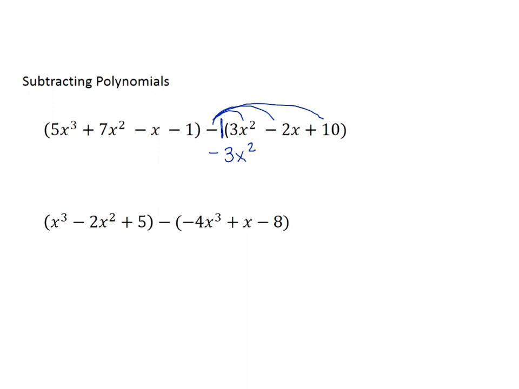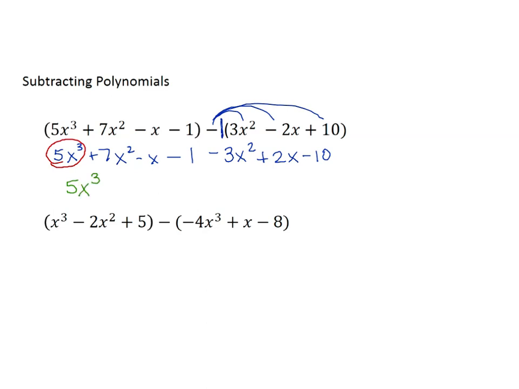Then we have a negative 1 times a negative 2x, which will give us positive 2x. And then a negative 1 times a positive 10 will give us negative 10. So I'm just going to rewrite this beginning part, 5x cubed plus 7x squared minus x minus 1. And now we've already distributed the negative to the second part, so now we just go, like the last problem, and combine like terms. I'm going to look for my highest degree first, and that would be this one. So I've got 5x cubed to start us off.